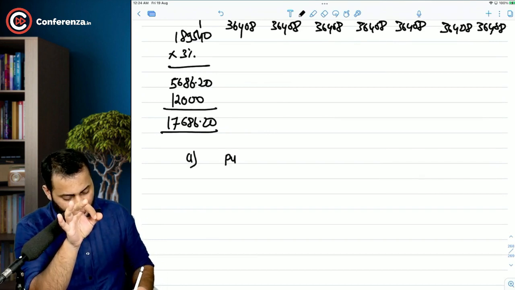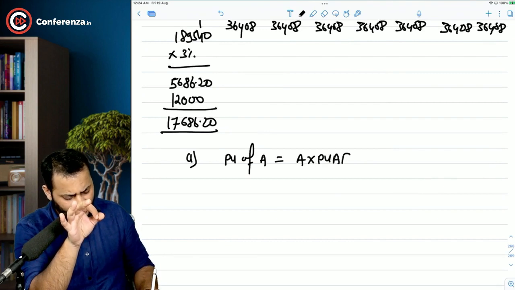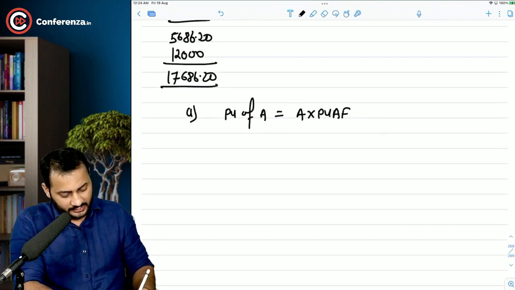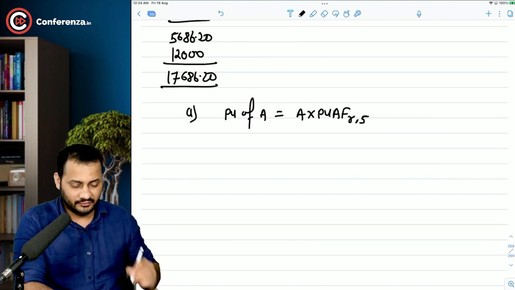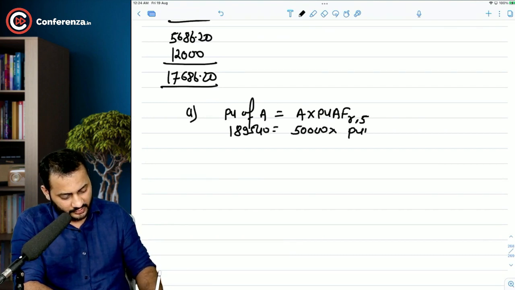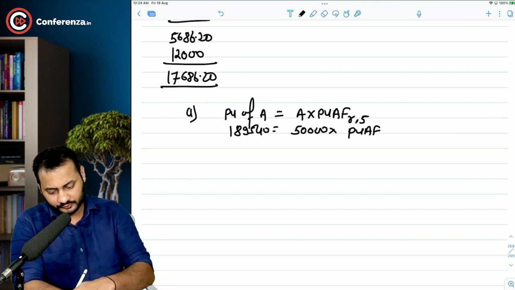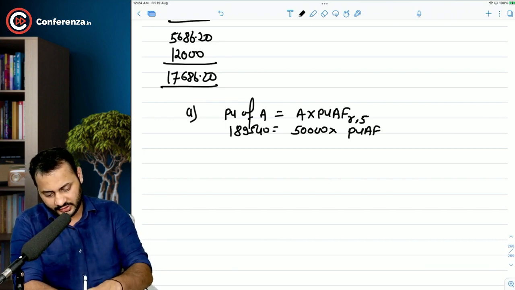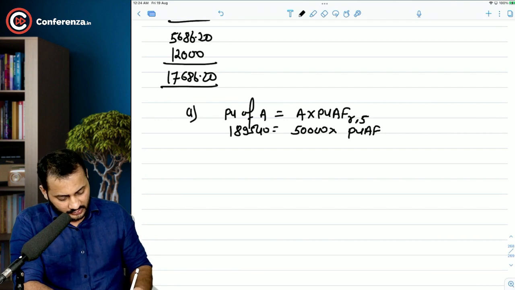First, present value of annuity is equal to annuity into present value annuity factor. Okay. Then that is for a rate at 5 years. In this case, it's 5 years. So 189,540 is equal to 50,000 into present value annuity factor. So it comes to 3.7908 is equal to present value annuity factor at R for 5 years.